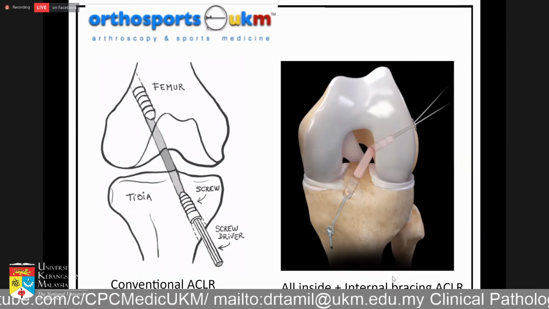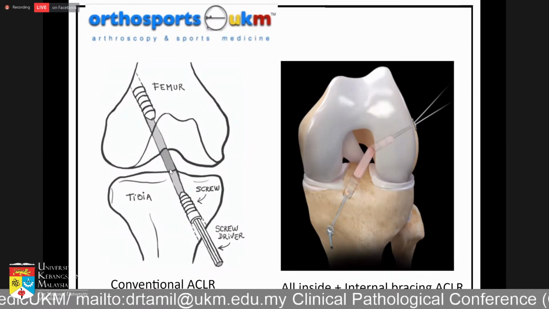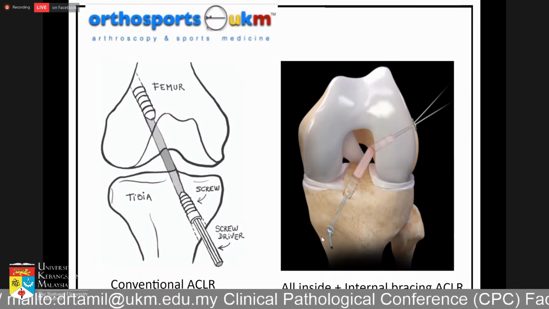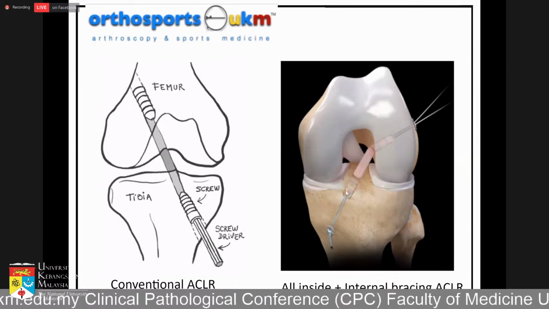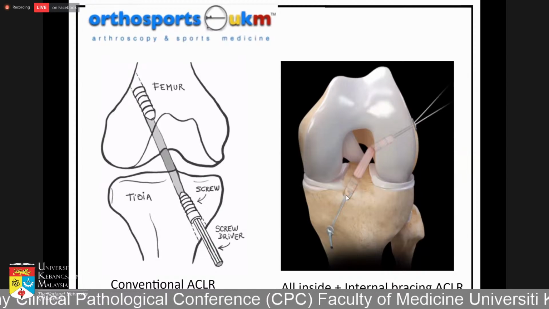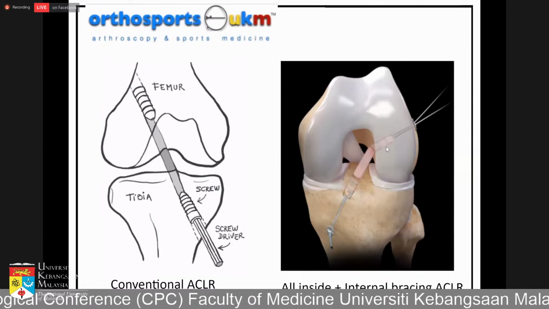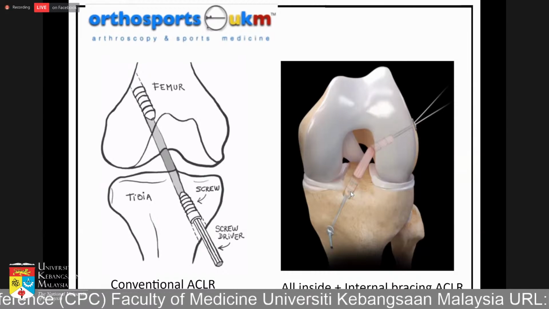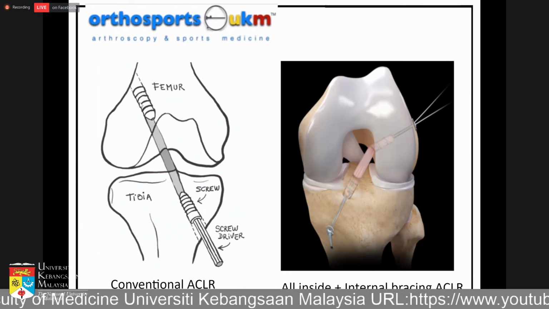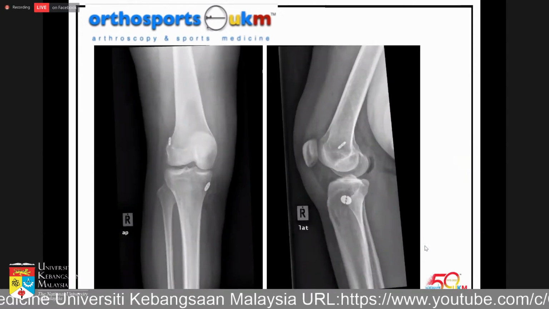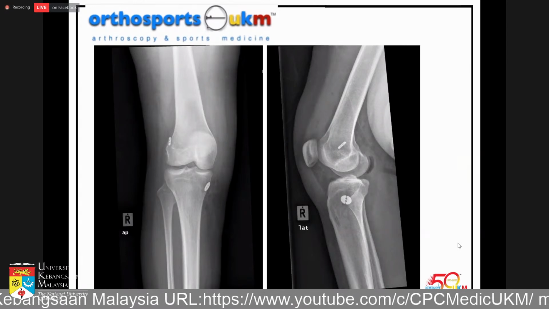And then for all-inside internal bracing ACL recon, what we did is, number one, we did not drill a whole tunnel here, but we drill a socket using a reversible drill. So we only drill a little bit here, and at the femur bone only a little bit. And then the graft is significantly shorter compared to the graft that we need in conventional ACL recon. So these are the images of the X-ray post-operation.